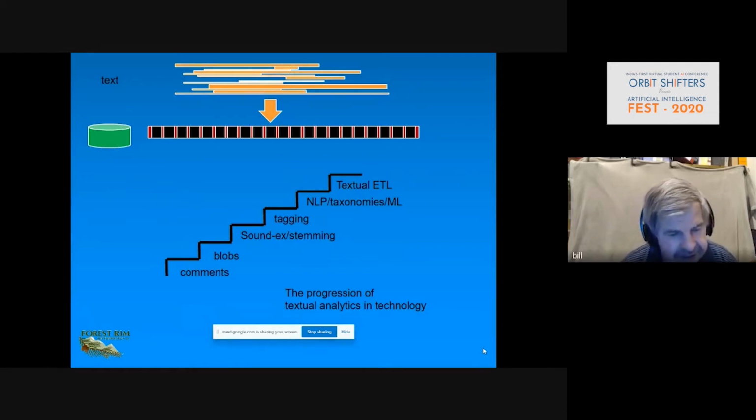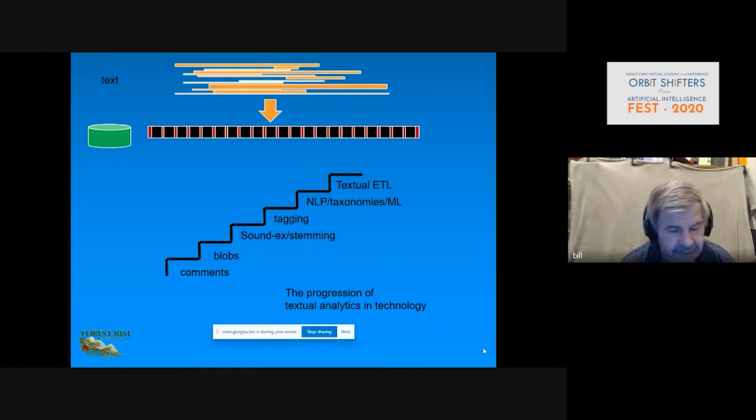The problem with comment sections is that the data people put in there was very irregular. Some people put in a whole lot of data. Some people put in very little or no data at all. So comment sections were the first thing that appeared in our world to try to handle text.